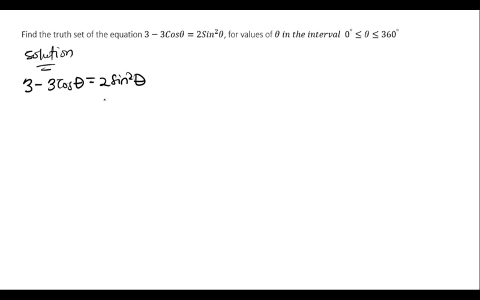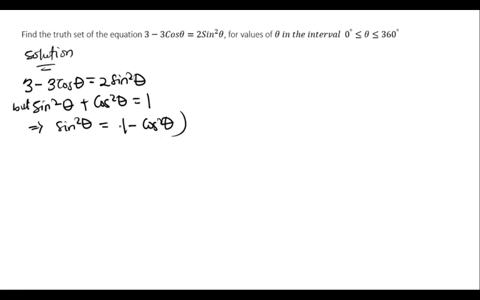Now from here we can see that we have sine squared theta over here, but we know that one of the identities of trigonometry is what? Sine squared theta plus cos squared theta is equal to what? 1. So it implies that if we make sine squared theta the subject, we get 1 minus cos squared theta. Now this saves us.